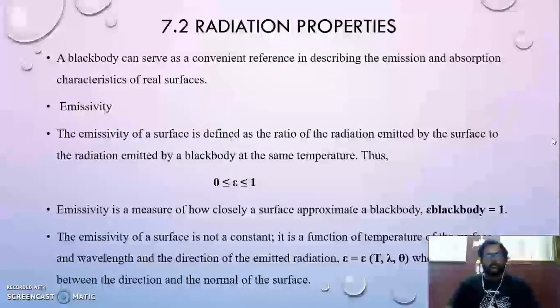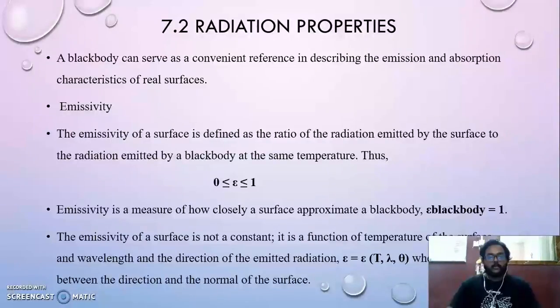Now we look into 7.2, which is the radiation properties. A black body can serve as a convenient reference in describing the emission and absorption characteristics of a surface. So looking into emission and emissivity here, the emissivity of a surface is defined as the ratio of radiation emitted by the surface to the radiation emitted by a black body at the same temperature.